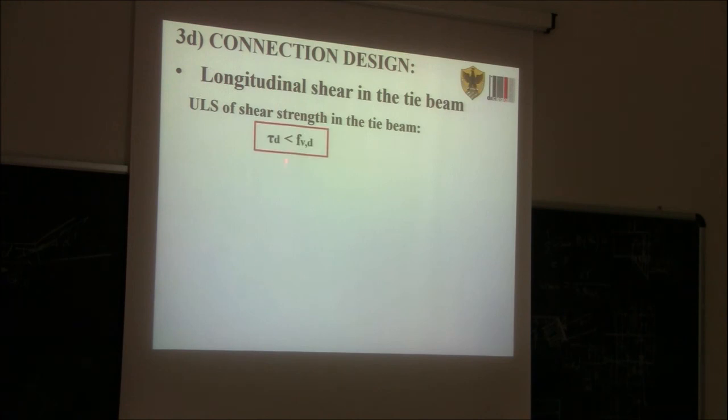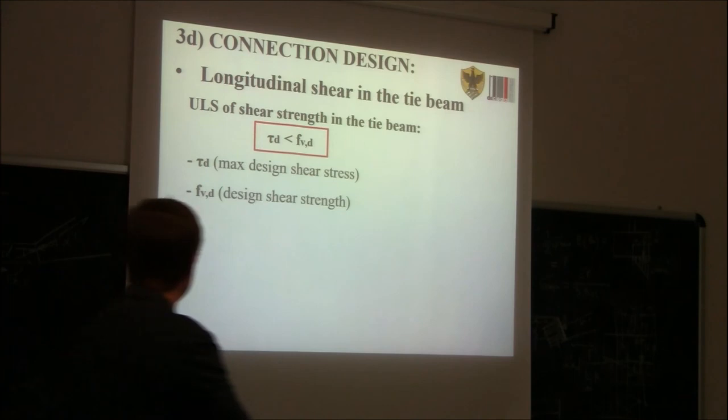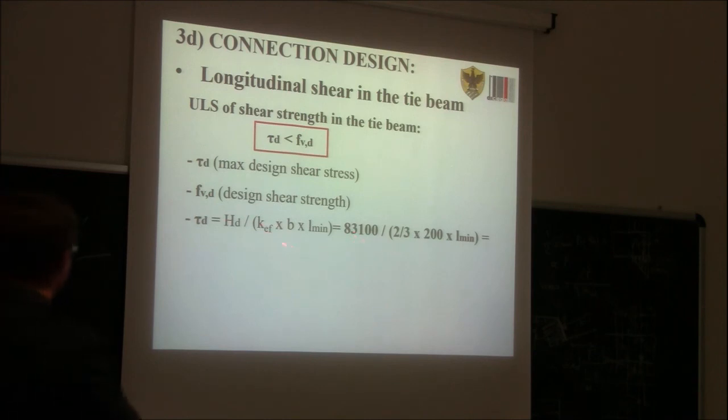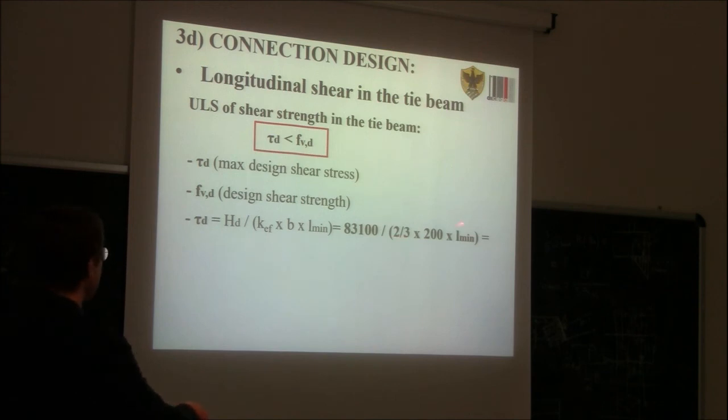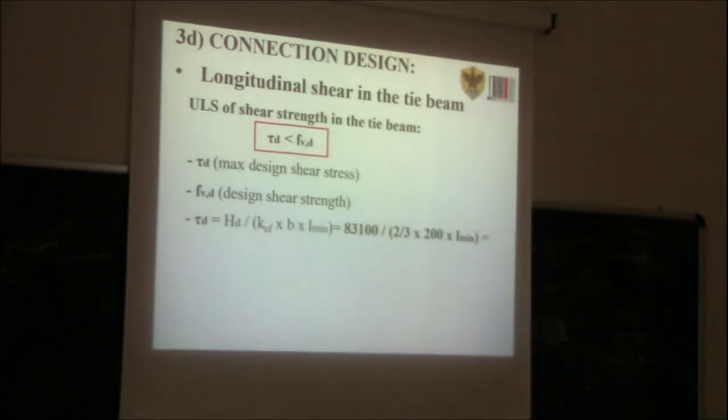So the verification is tau d less than fvd. Tau d is the max design shear stress, fvd is the design shear strength. So tau d will be HD divided by KF times B times LB. So HD is 83,100 Newton, KF is 2/3, B is 200, and LB could be our unknown. So we can invert this design inequality in order to find out the minimum value of this distance such that the ultimate limit state design is satisfied. So in the end we get 623 divided by L min.